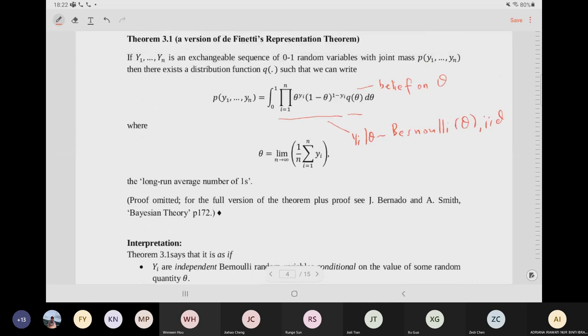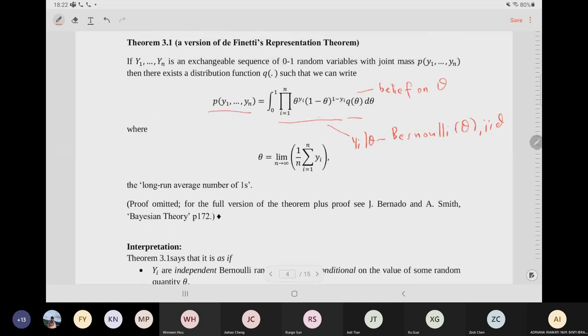If you want to get the actual joint PDF without theta, this is actually the conditional joint PDF, your P(Y given theta). Then you have to define your Q theta and integrate over theta. Only then can you get your joint PDF over Y only. This means that to use Bayesian inference, you have to define your Q theta, which is your prior.